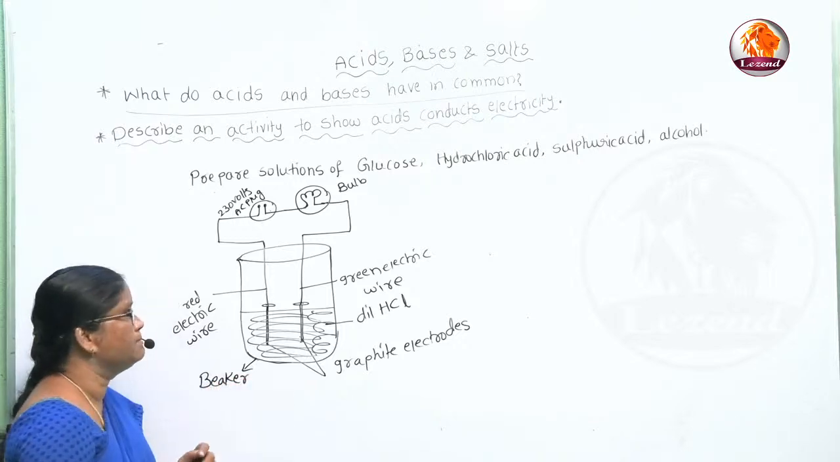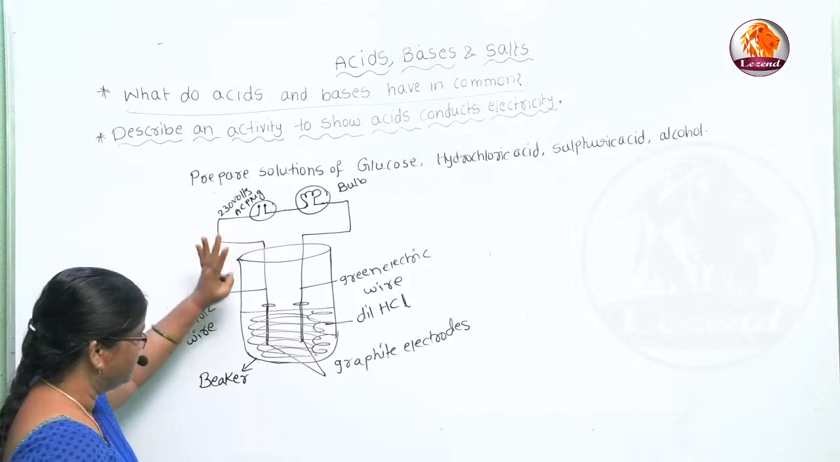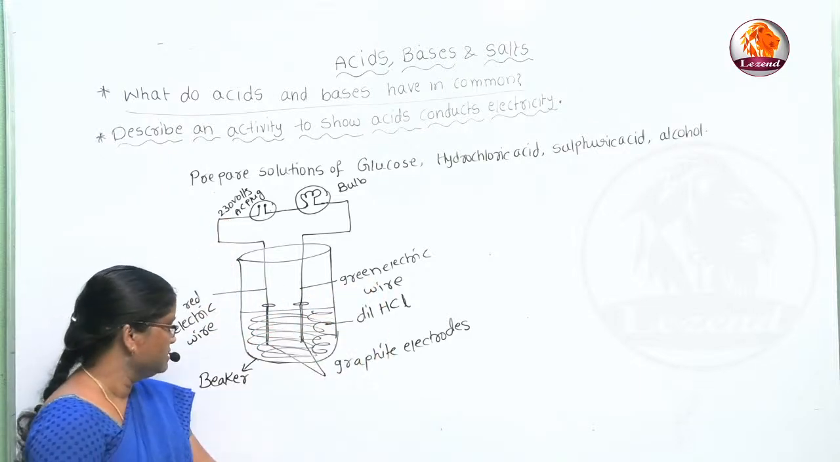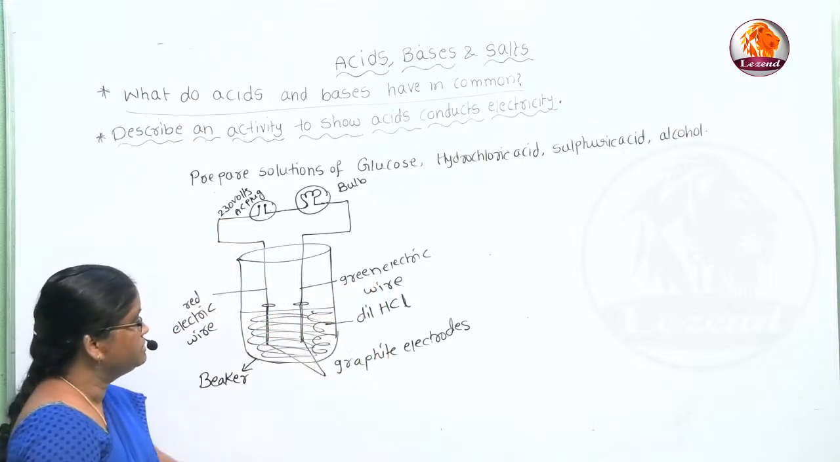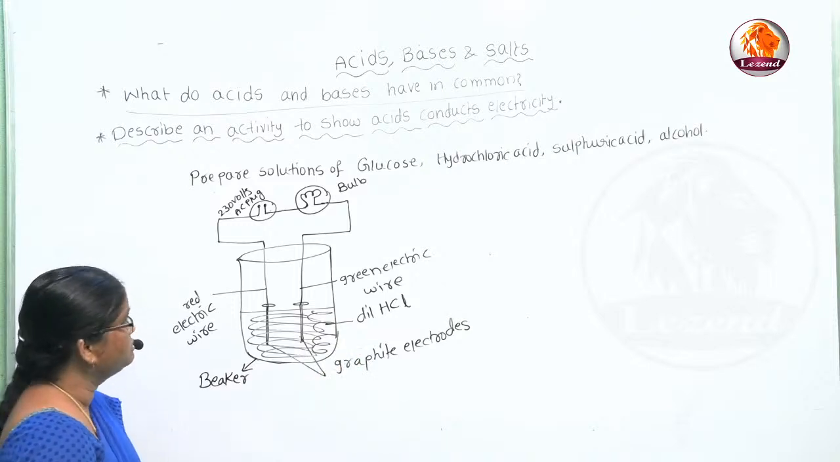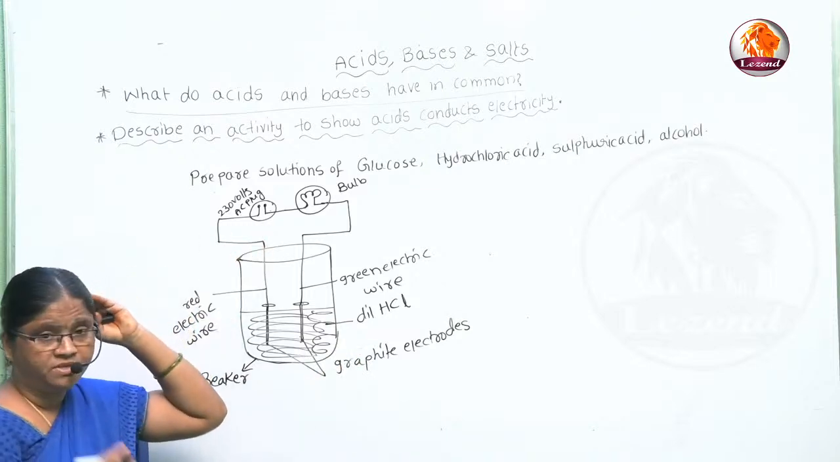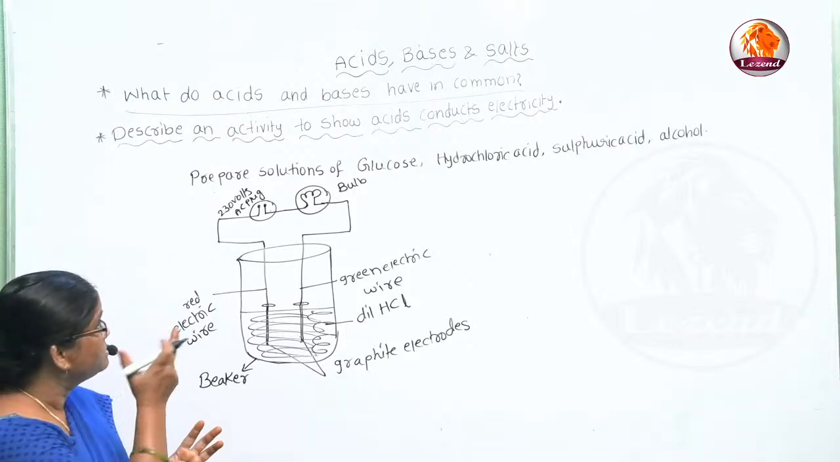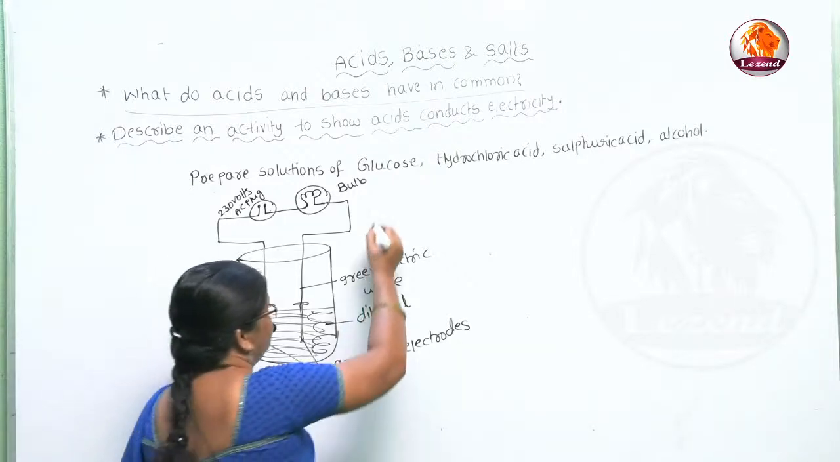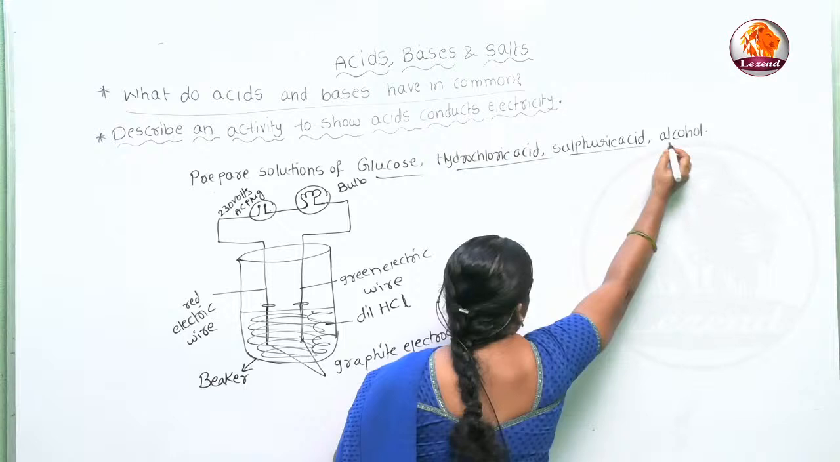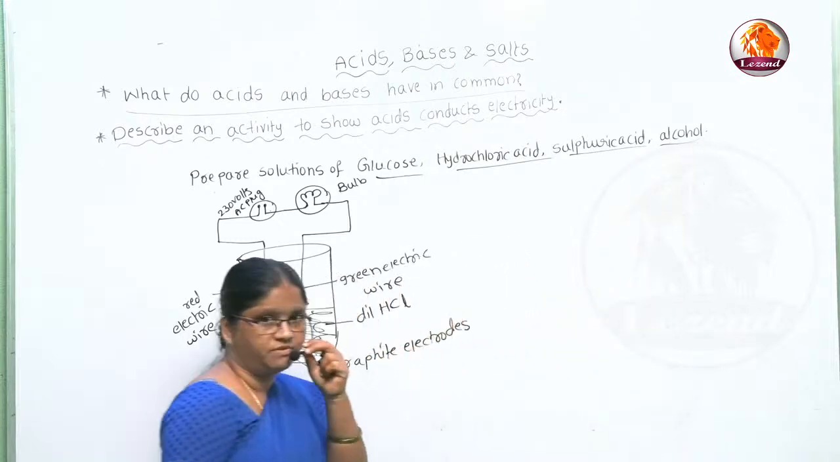Like this way we have to complete the apparatus. We have to take one beaker, and we have to take dilute hydrochloric acid solution to test, to verify this activity. First we have to prepare the solutions of glucose, alcohol, hydrochloric acid, sulfuric acid. 4 solutions we have to prepare.